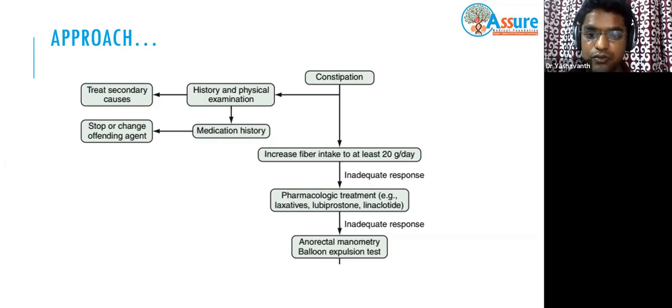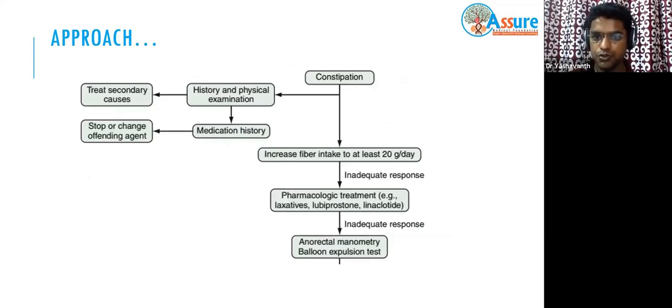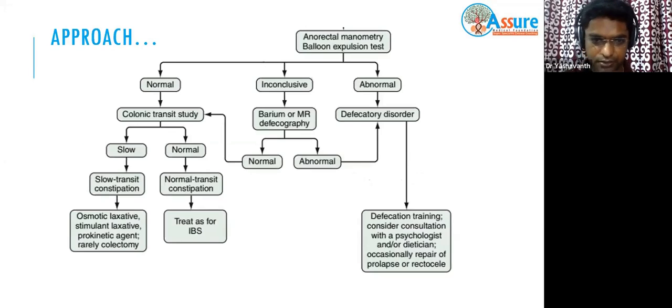So fibers, you have to assess the dietary history before giving it to the patient. Next, you have pharmacological agents. We'll discuss with it, and if it's not responsive, then you have to do anorectal manometry, balloon expulsion test. So why I'm telling you before is so you know the approach before asking for a test. So manometry balloon expulsion test, if it's abnormal, it is a defecatory disorder.